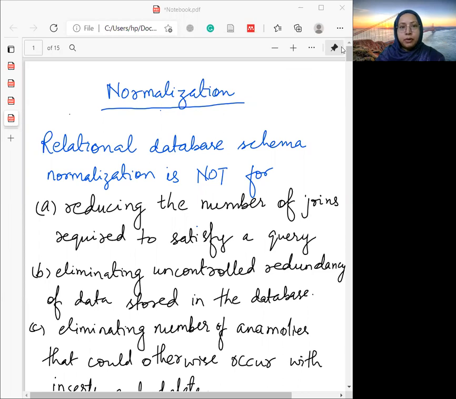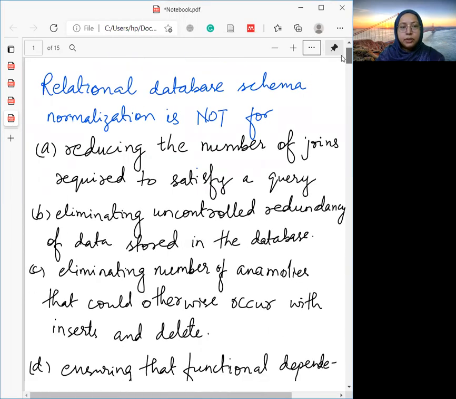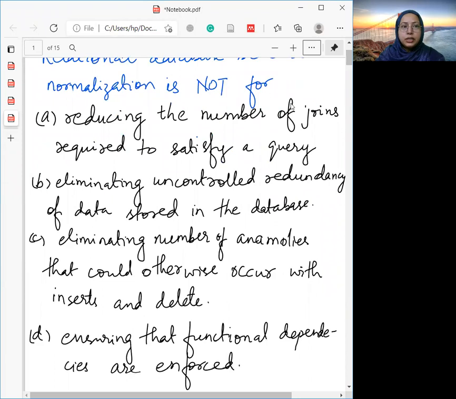So, you are given some number of options, and you have to select that option which is not related to relational database schema normalization. First option is reducing the number of joins required to satisfy a query. Second option is eliminating uncontrolled redundancy of data stored in the database. Third is eliminating number of anomalies that could otherwise occur with inserts and delete. And the fourth option is ensuring that functional dependencies are enforced. You have to select that option which is not related to relational database schema normalization.